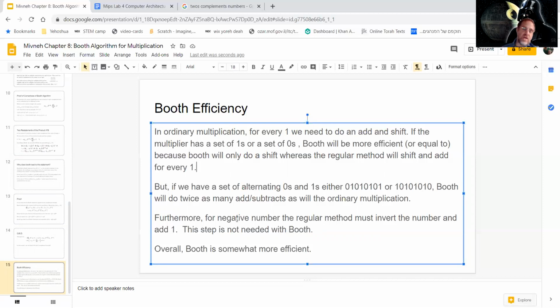And here's the sentence that we were talking about before. Furthermore, for negative numbers, the regular method must invert the number and add 1. This step is not needed with Booth.